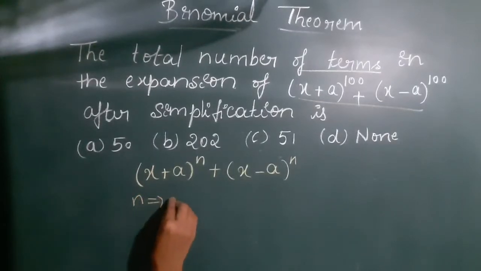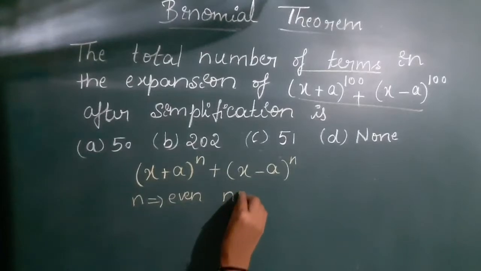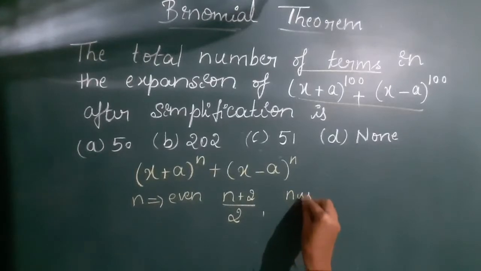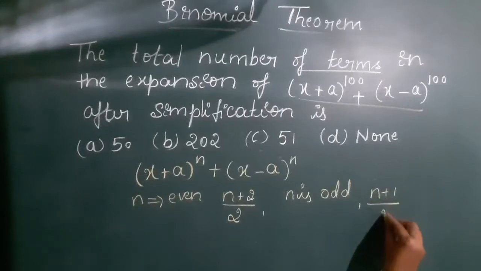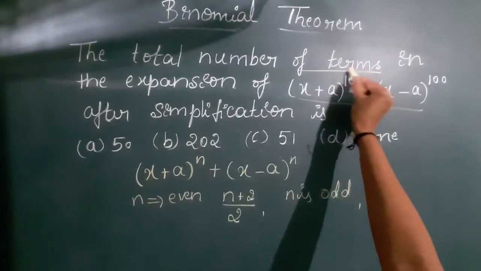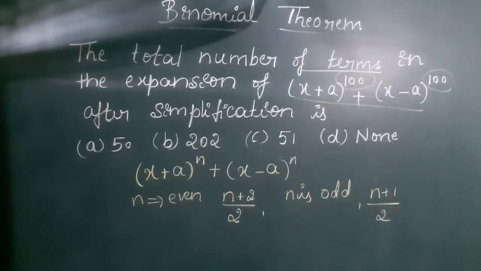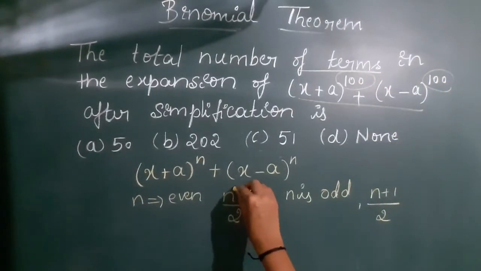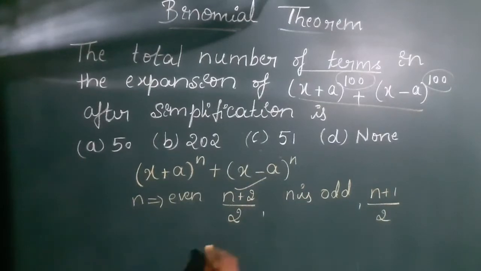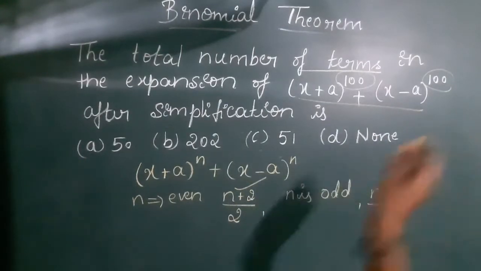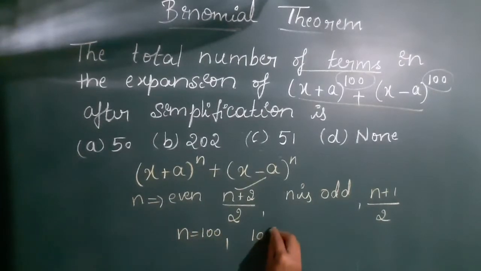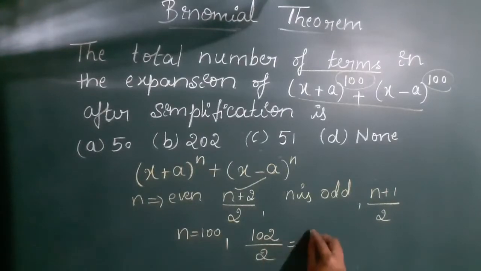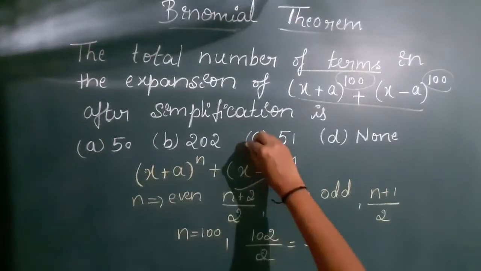If n is even, then the number of terms will be (n + 2) divided by 2. And if n is odd, then the number of terms will be (n + 1) divided by 2. Right? Here we can see this is 100. Here both the sides it should be same. So n is even. So total number of terms will be (n + 2) divided by 2. Here n is equal to 100, it is an even number. So 100 plus 2 will be 102 divided by 2, which is equal to 51. So the option C. Is it clear?